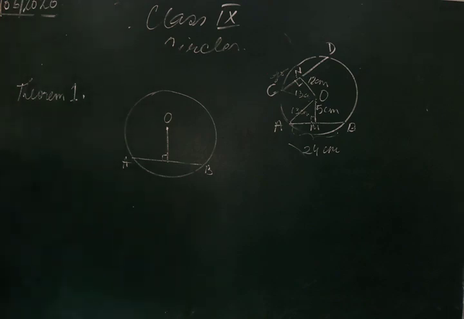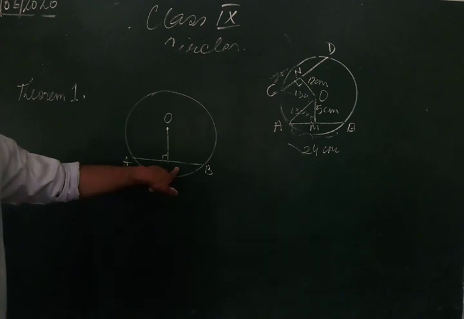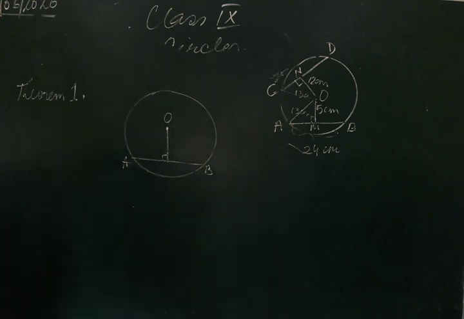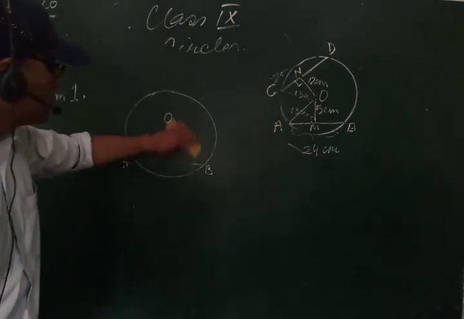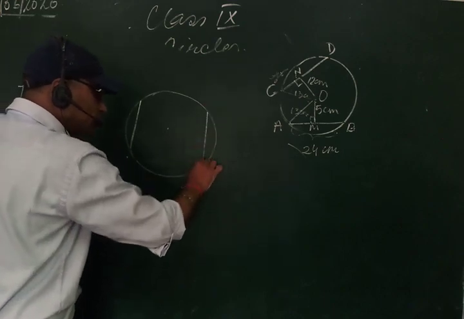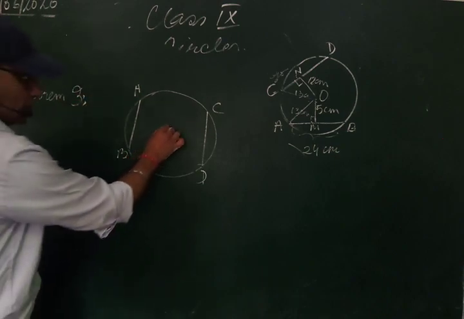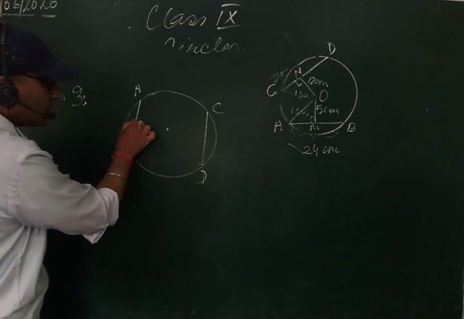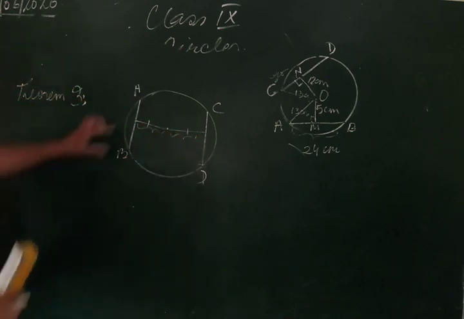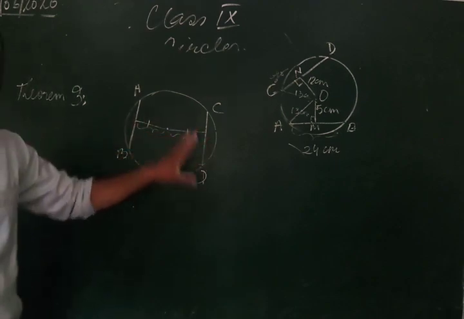The converse of that theorem, what we can say is, if a line is drawn perpendicular to the chord, then it bisects the line. That's the second theorem. The third theorem says, equal chords are equidistant from the center. Means to say, if we draw two chords of equal length, let us suppose these two are the chords, AB, CD, then the distance between the chord and the center will also be equal. Remember that. If the chords are equal, then the distance between the center to the respective two chords will also be equal.